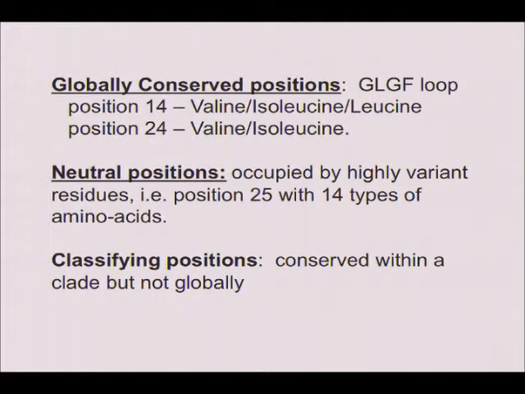So here were our definitions. We have globally conserved positions. Here's an example of two of them. We have neutral positions, where it didn't matter what was there. And then we have these classifying positions, because these were positions that tell you what the clade is. If you have a methionine in some position, you can say that PDZ domain must belong to PDZ2 of PSD95.